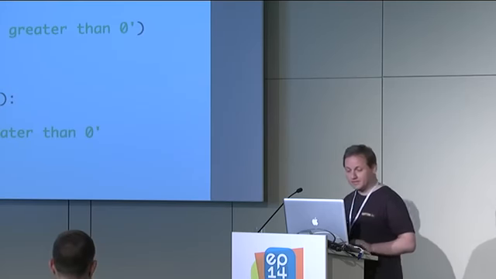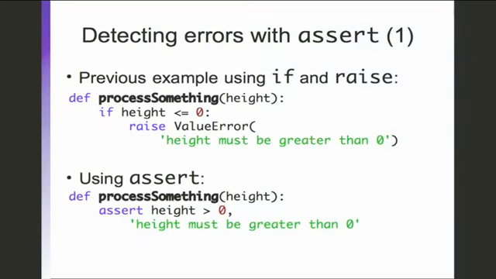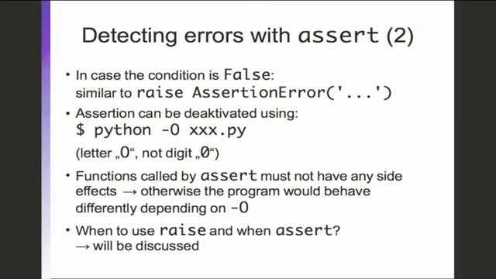Okay, what is the assert statement? Well, I could also detect an error using assert. This is again the previous example with the raise. I can do the same with assert by just specifying a condition. In this case, it's not the error condition, but the condition for the correct state. Height must be greater than 0, and provide an error message, which is optional in this case. There is a couple of differences with assert.